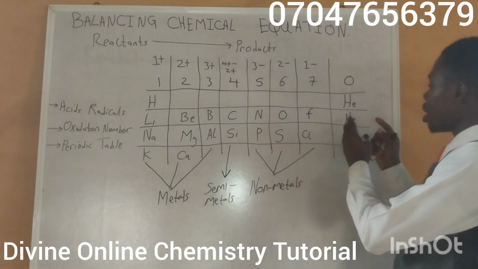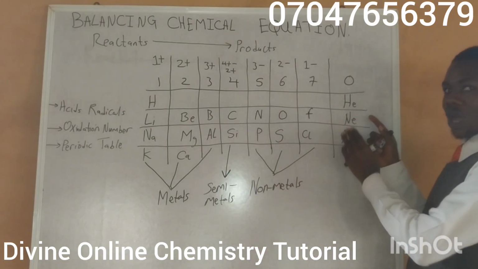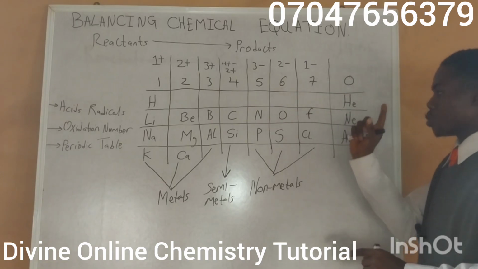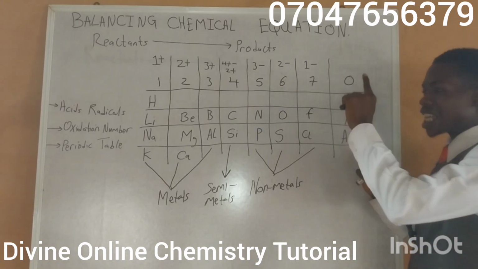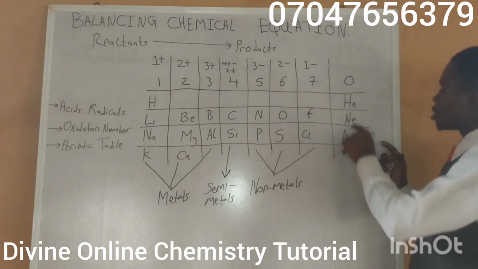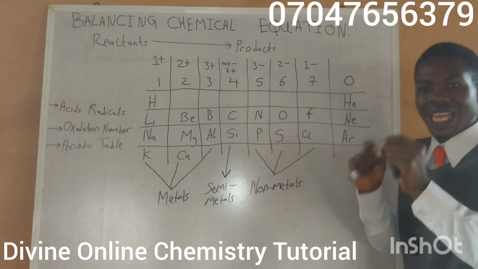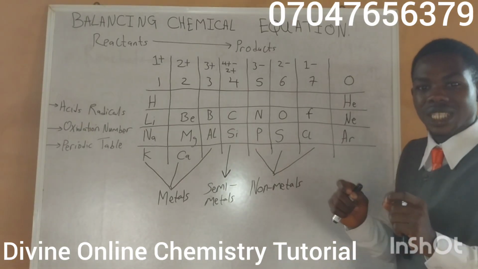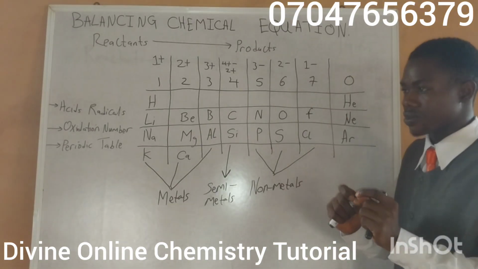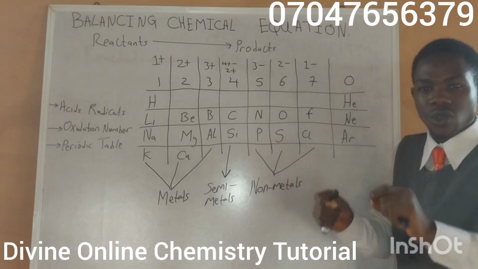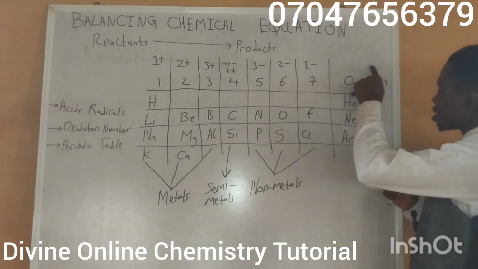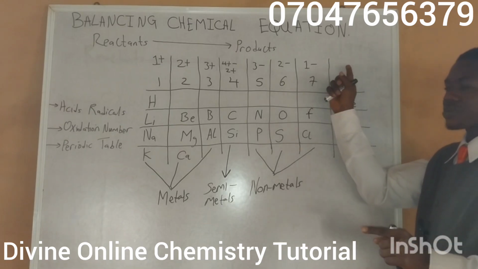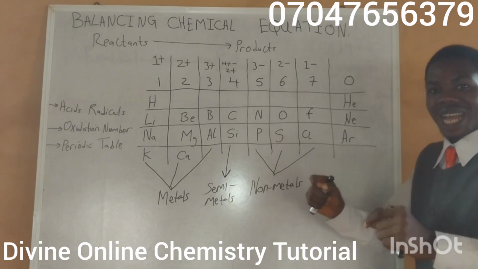But if you come to this last group here, which is known as group 0 or group 8, you see that this is the only group that does not have an oxidation number, because the outermost shell of these elements is filled with the required 8 electrons. Normally, for an element to be stable, it needs to have 8 electrons in its outermost shell, because that defines the stability of that element. So that's the reason why the elements in group 8 or group 0 do not have an oxidation number. They don't have an oxidation number because they are stable.